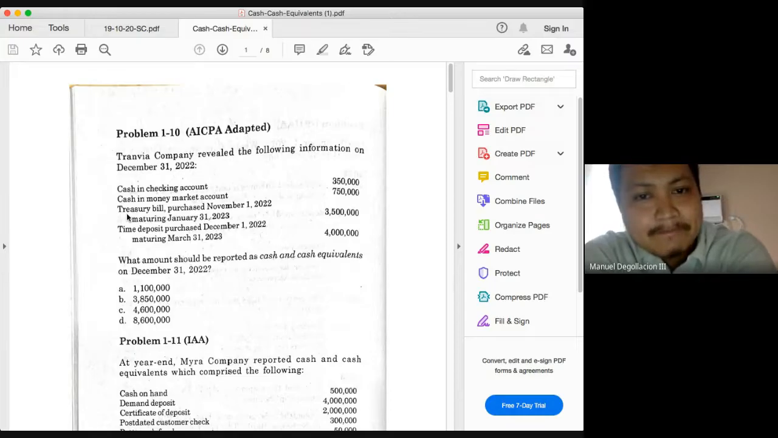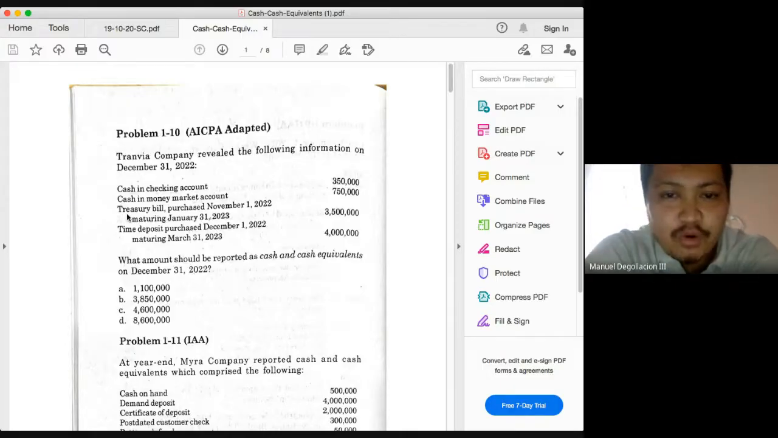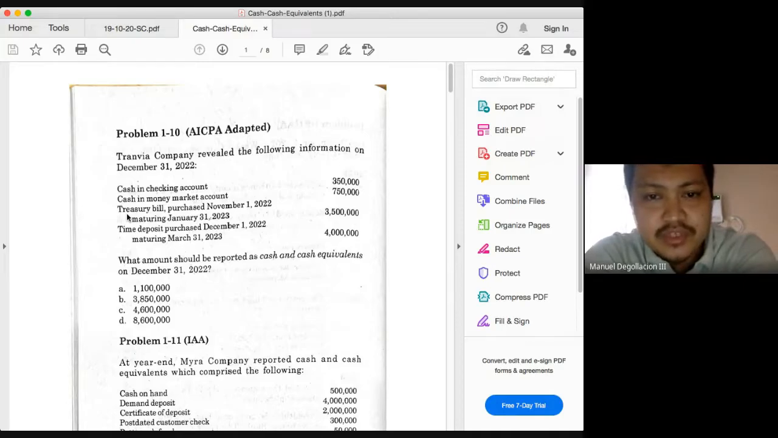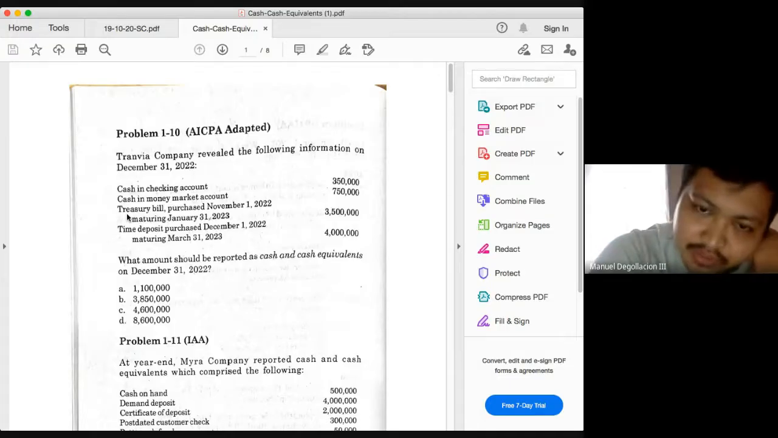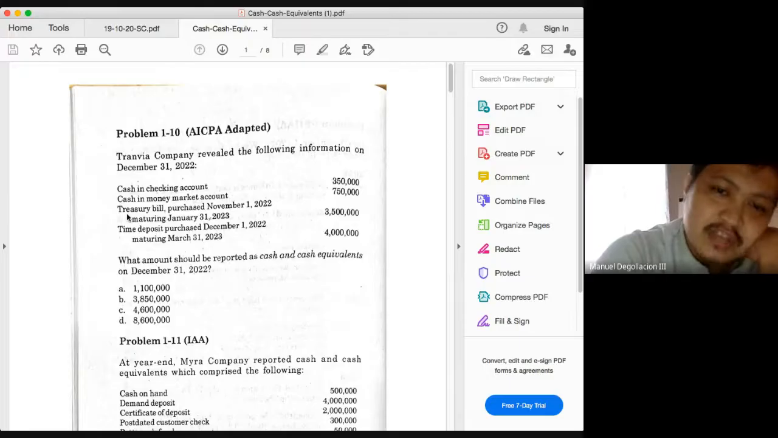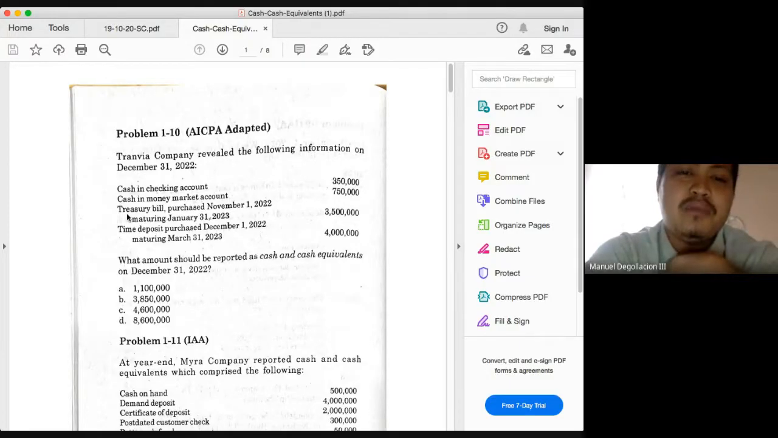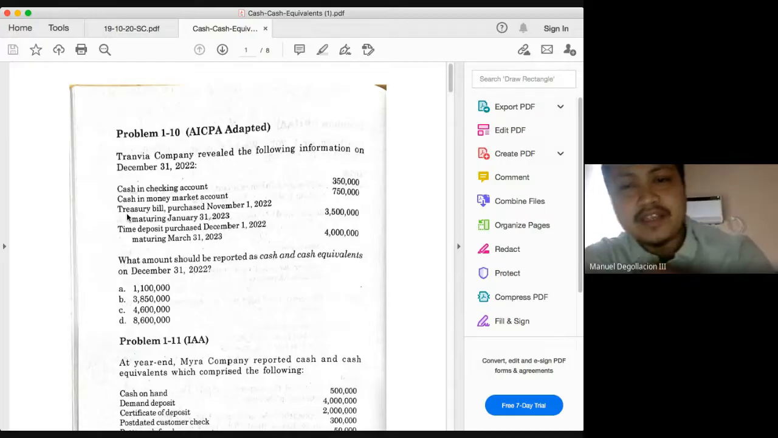Okay, so when you acquired the time deposit, when you purchased the time deposit, it was actually still 4 months away, because when you acquired it, it was on December 1, and its maturity date is on March 31. So when you acquired it, it was still 4 months away. So that will mean that this will not qualify as a cash equivalent.